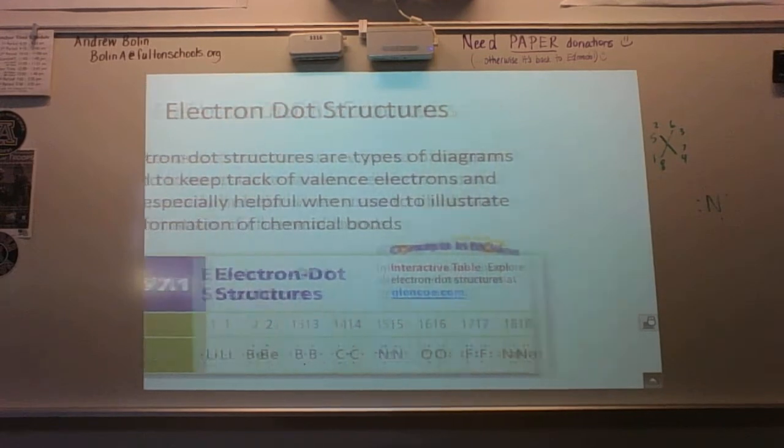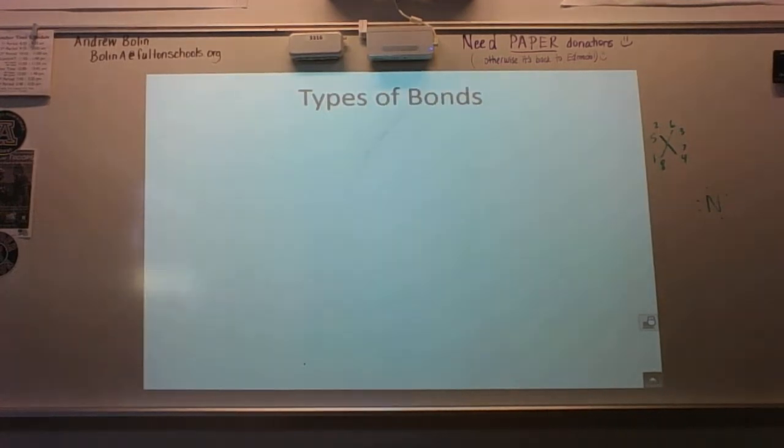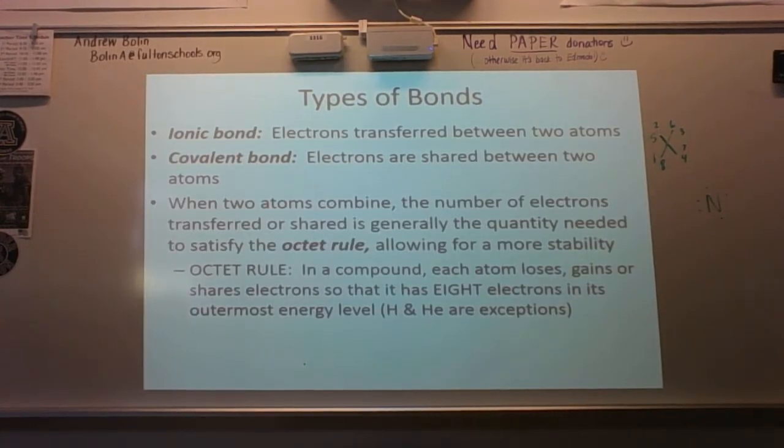So there's different types of bonds. First one is an ionic bond. So we said before when I asked you that in an ionic bond, electrons are transferred between 2 atoms. Okay? In a covalent bond, these electrons are shared. When 2 atoms combine, the number of electrons transferred or shared is generally the quantity needed to satisfy the octet rule. So the first thing that I told you you'll hear me talk about quite a few times in this chapter is bonding sites. The second thing you're going to hear me say a lot is the octet rule.